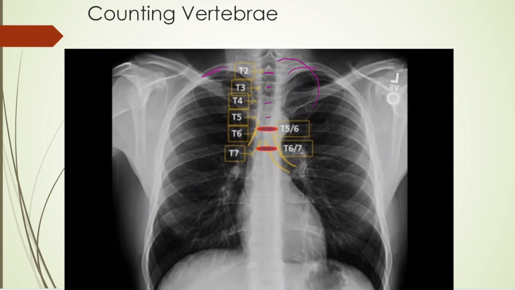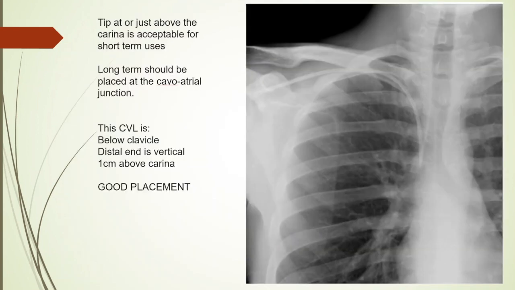This is invaluable because on a lot of chest x-rays, you may not be able to pick out the carina, especially if you're new to reading chest x-rays. And this will help you find it, or at least make sure your ET tube is above it. And here we're just looking at the carina, and this looks like a line placement here.